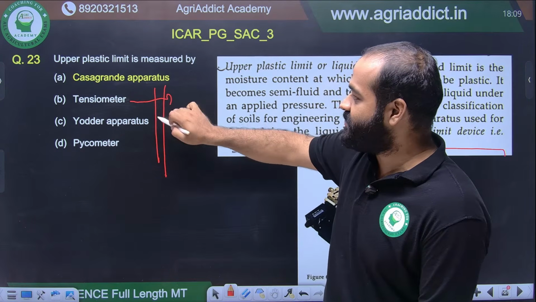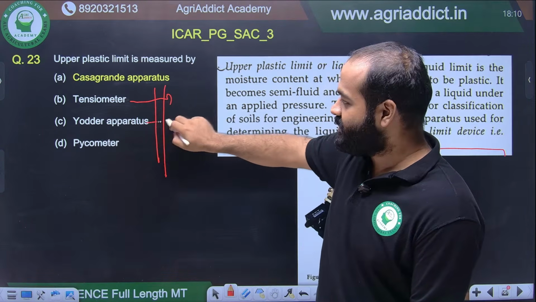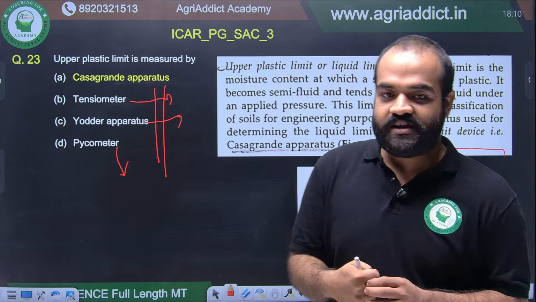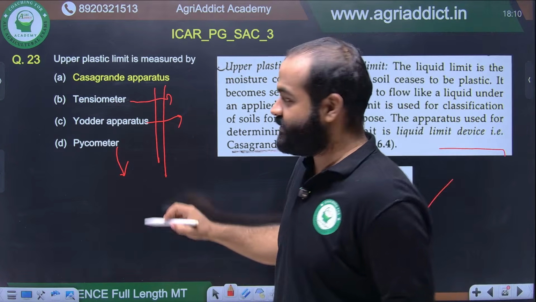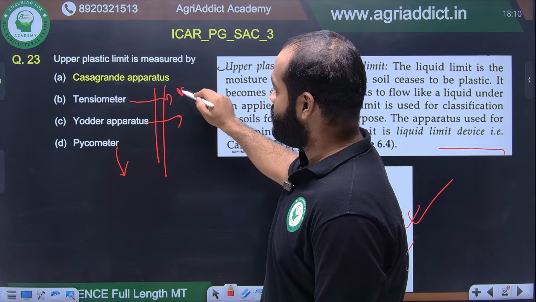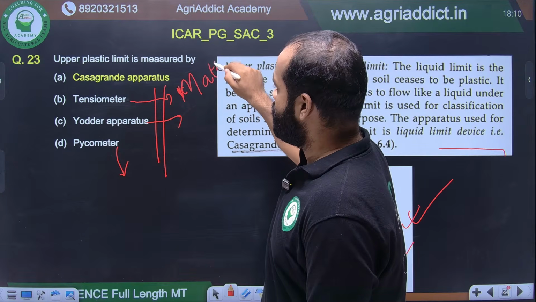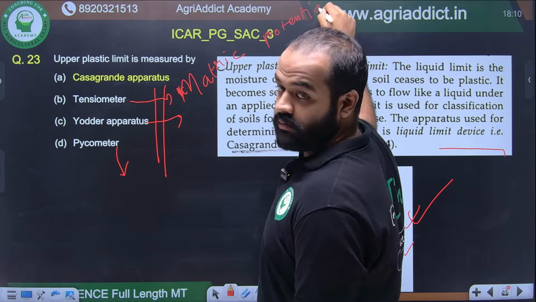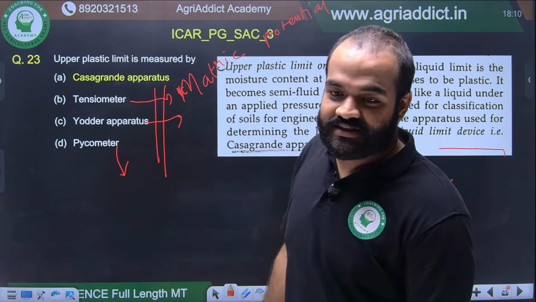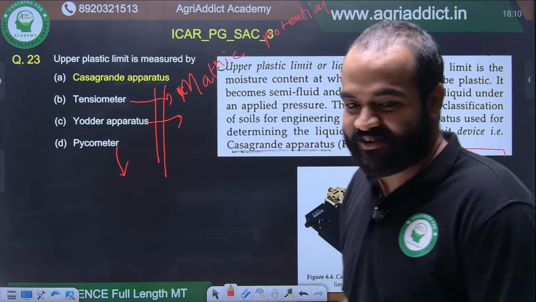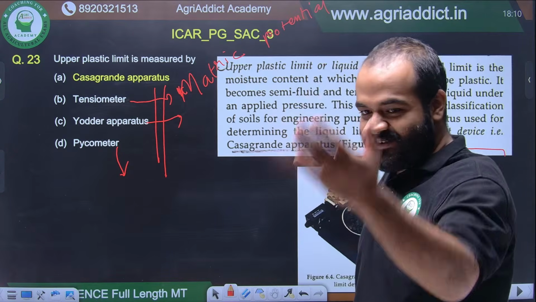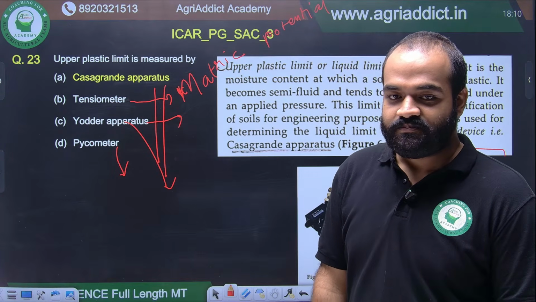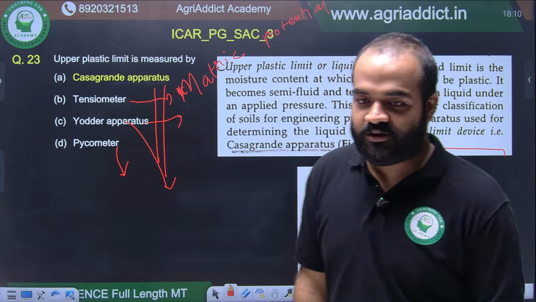Tensiometer is used for measuring what potential? Yoder apparatus is for what? And pycnometer is for what? Tell me fast. Tensiometer is used for measurement of soil matric potential. We cannot measure soil matric potential. All right, I can understand what you are trying to say. What do we measure through Yoder apparatus? Pycnometer for particle density.